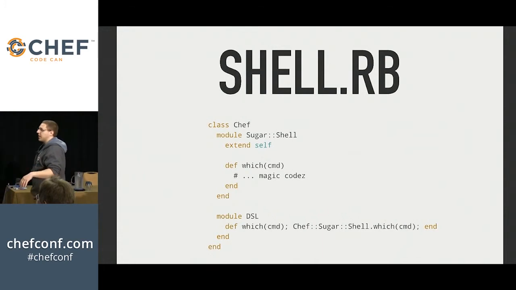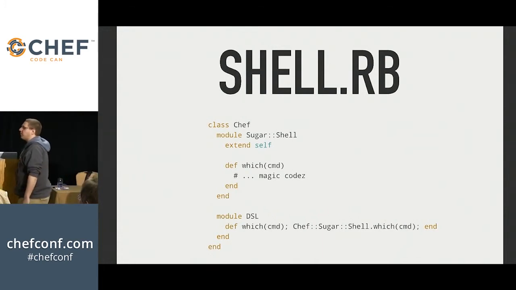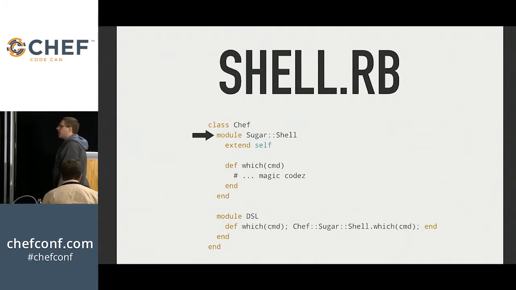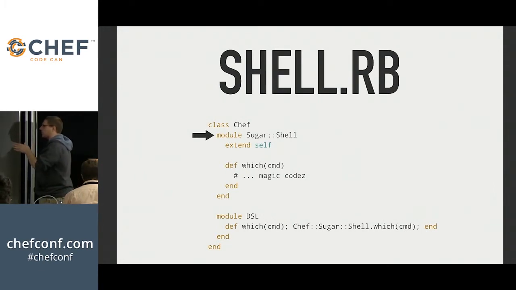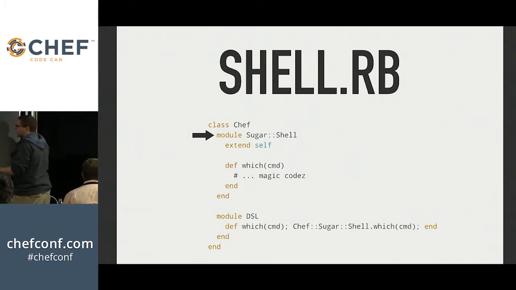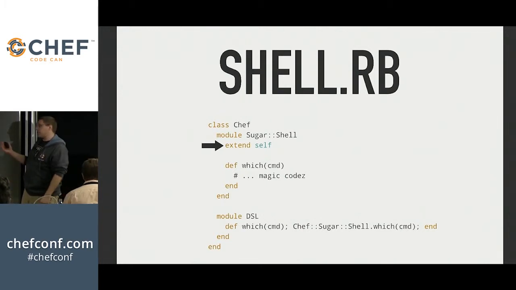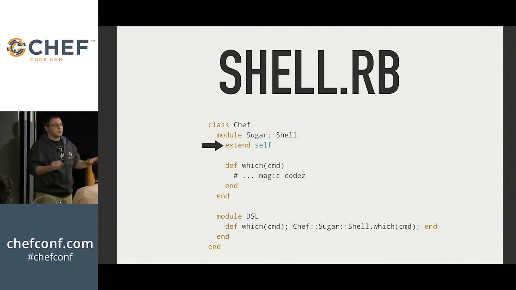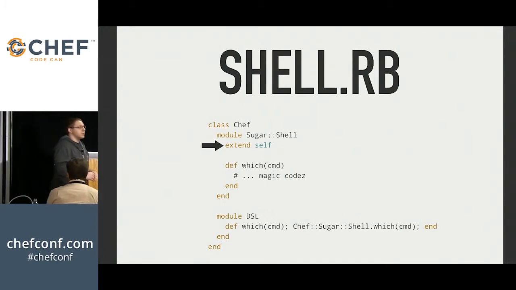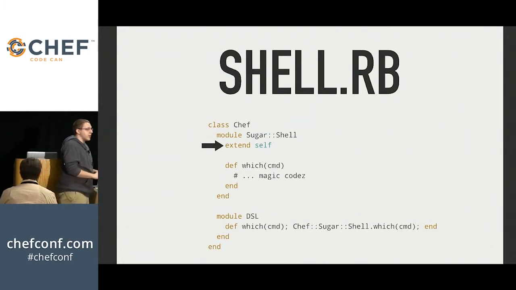So let's look at shell. Shell is the first thing that I wrote. The very first thing to look at is that it's Chef::Sugar::Shell. So everything's namespaced under Chef Sugar. And it's a self-extending module. For those of you that don't have a Ruby background, what that means is that you can include this module and you'll get all these methods. But you can also call Chef::Sugar::Shell.which outside of the recipe, outside of everything. You can use it as a straight up library. You don't have to include it, you don't have to mix it in.